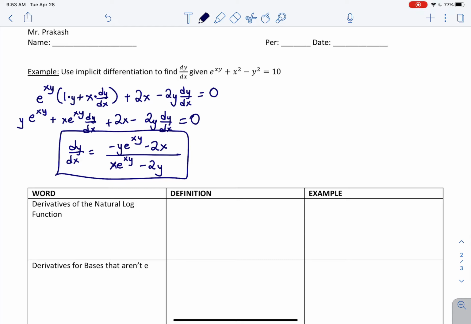So that should give you a sense of taking derivatives of exponential functions. So I'm going to pause this video here so you have smaller chunks to look at, and then I'll make the next video to go on to the log functions.